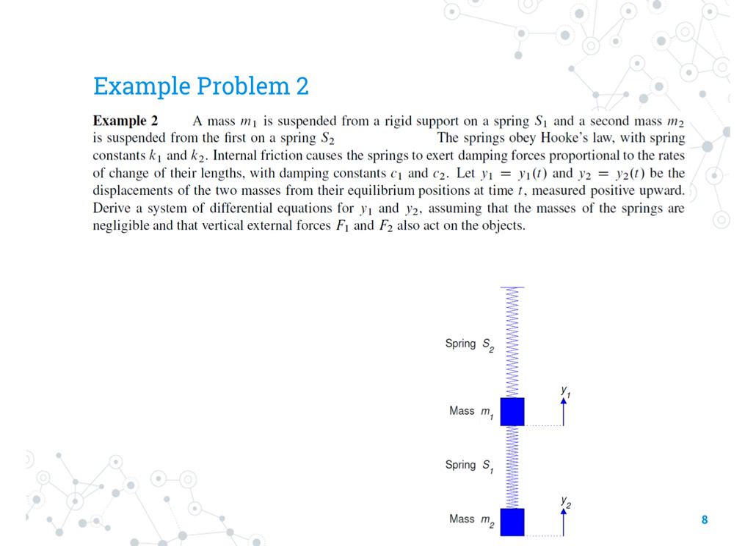Just when you thought you were done with spring problems, I'm going to introduce one that involves not just one, but now 2 springs in the same system. So if we look at our system here, we have a mass M1 that is being suspended from a rigid support on a spring S1. And a second mass, M2, is then suspended from the first on a spring S2. And I believe our diagram from the book is actually backwards. This should be S2, that should be S1 and this should be S2. There we go.